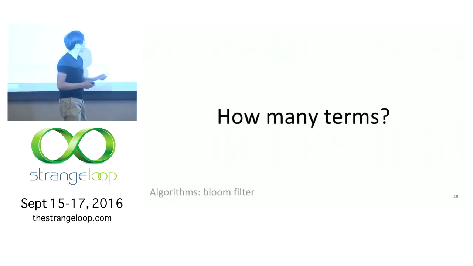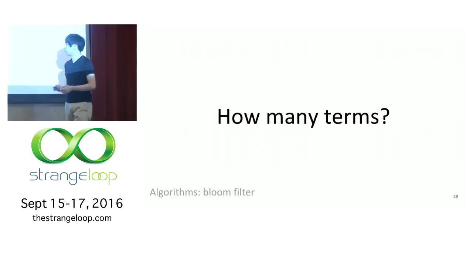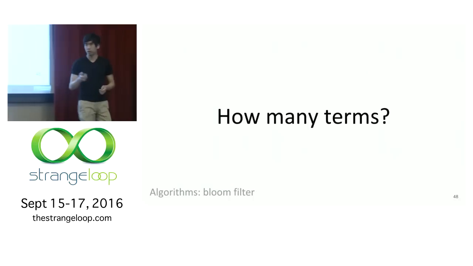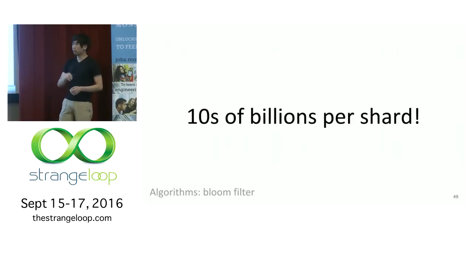OK, and also, we'll shard this thousands or tens of thousands of ways, right? So in each shard, we might only have tens of billions of unique documents. So how many terms do you think there are in tens of billions of documents? Turns out the answer is tens of billions of terms per shard. I think people often find this surprising.